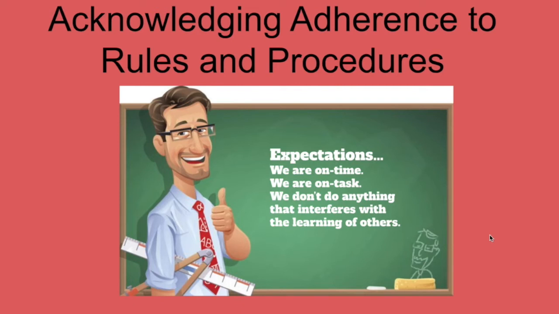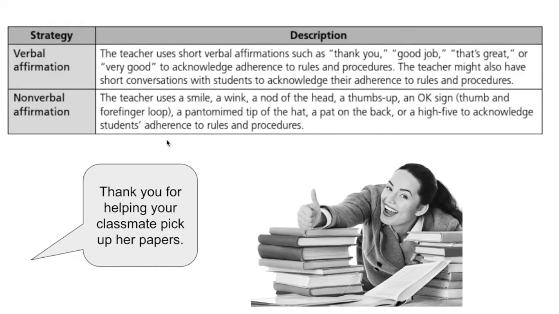We don't want to just catch our students when they're not on task or when they're being disruptive. We want to catch them when they are adhering to the rules and procedures that we set up. So for example, we can use verbal affirmation. This is when a teacher uses short verbal affirmations such as thank you, good job, that's great, to acknowledge when students are adhering to the rules. The teacher might also have short conversations with students to acknowledge that kiddos are adhering to rules and procedures.